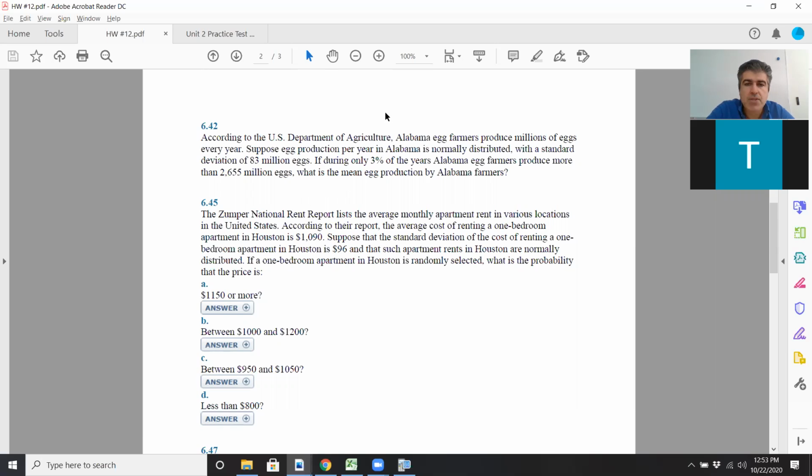Okay, so z-score, and we have our data point, that's x. We don't know the mean. We know the standard deviation is 83, and we're already doing this in terms of millions, so I don't have to write 83 or 2655 with a bunch of zeros. And only 3%, that's a high number, because it says produce more. So it means you really want this tail end here.